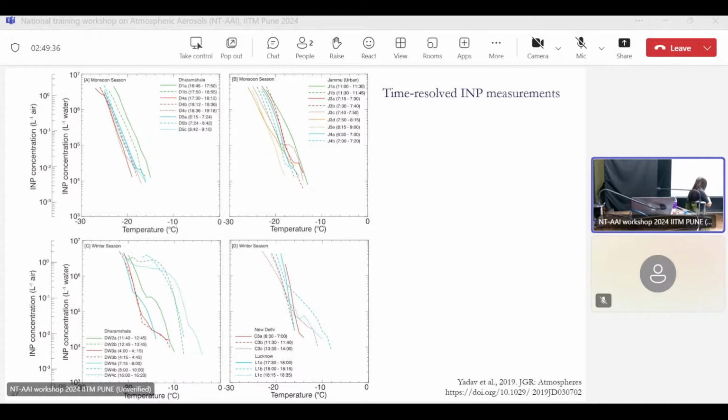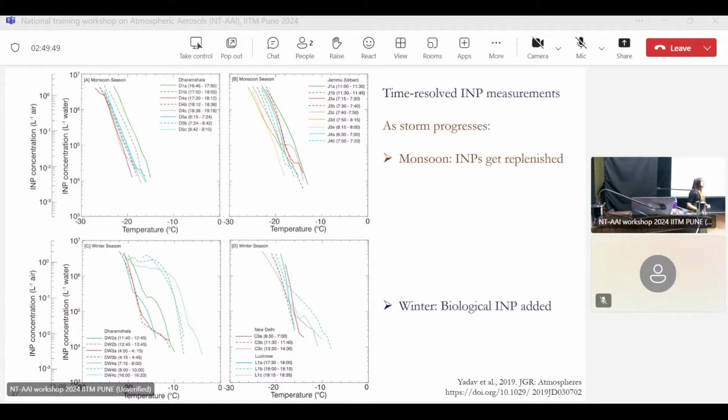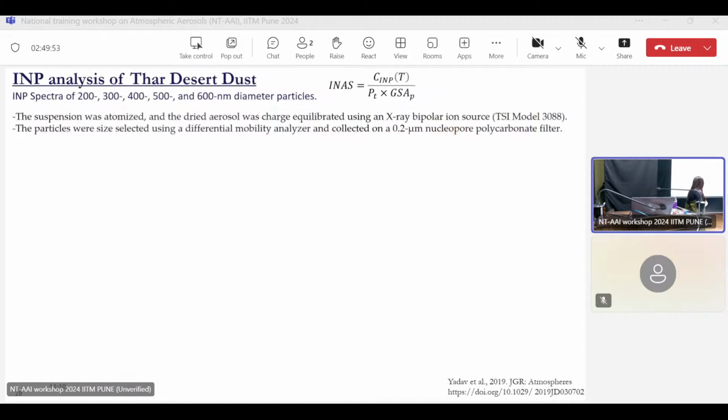Likewise, we did here also, in Yadav et al. 2019. And we saw that as the storm progresses in the monsoon season, INPs are getting replenished, and later biological INPs are added. So there are different processes leading to all these conclusions, right? Again, the complexity remains the same. But yes, these measurements help you in understanding the atmospheric processes better.